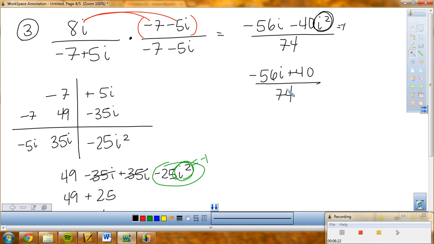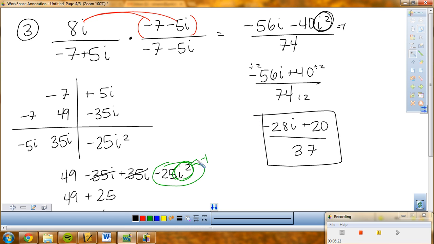Now I need to double check once I've simplified everything as far as multiplication goes, check to see if I can simplify any of my coefficients. And I do recognize these are all even numbers, so I'm going to try and take a 2 out of everything. So 56 divided by 2, I'm going to have a negative 28i. 40 divided by 2 is going to give me a 20. And 74 divided by 2 will result in a 37. And now it is as simple as possible.